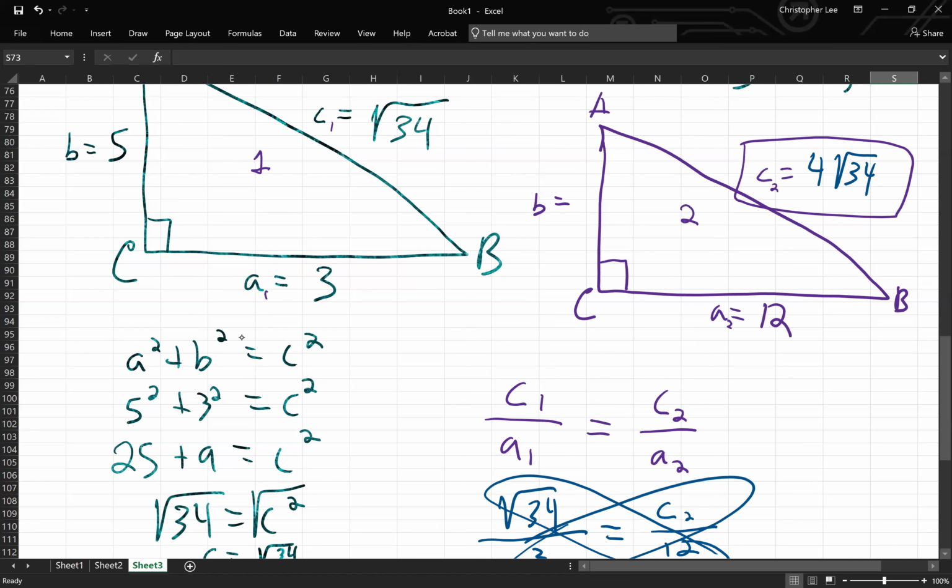You're going to do two similar triangles, and then you use proportions to get the answer. And then you just simplify it. Remember the general rules. You're not allowed to have a radical in the denominator, that kind of stuff.